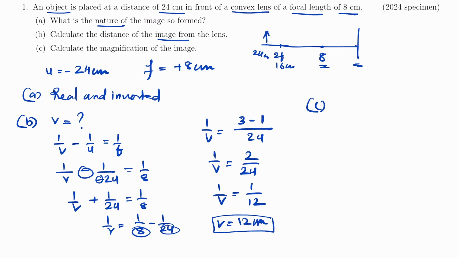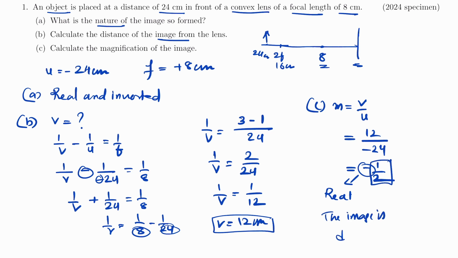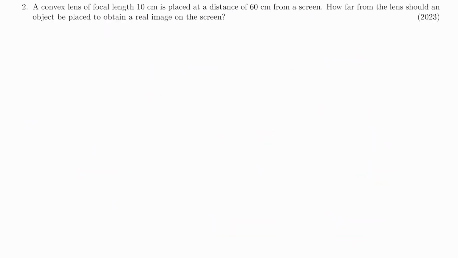Now, in order to find magnification, m is equal to v by u. v is 12 and u is minus 24, which is equal to minus 1 by 2. Like I have informed you, minus basically means it is a real image. So only look at the number. In this case, the image is diminished. Try to solve this question on your own. Once you're done, you can resume the video.